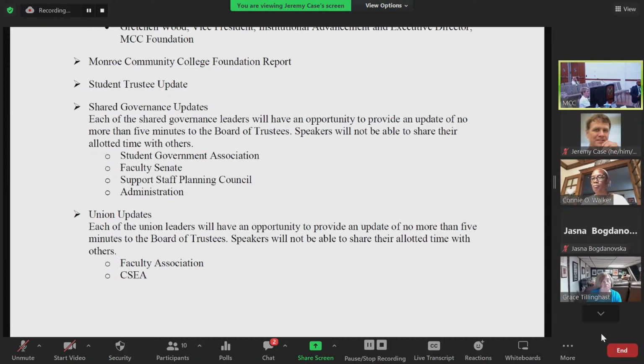Support Staff Planning Council provided a written update in your board folders and administration. Thank you so much, Linda. And just have general acknowledgement and appreciation for all of our shared governance groups for your tremendous collaboration and the unity in which we have fostered together in this first year.